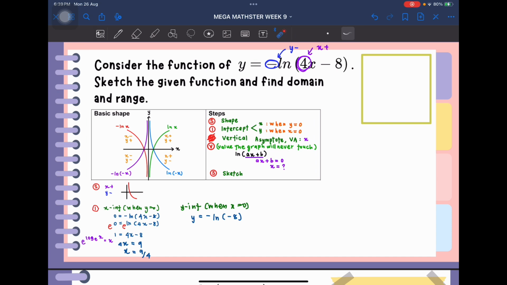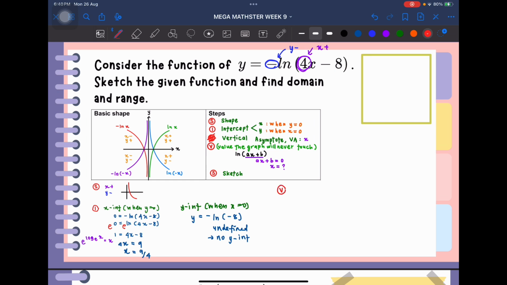So again, this one over here, you see you have a log function with negative inside over here. Okay, so log cannot be negative, so it's gonna be undefined over here. Okay, undefined, the conclusion is you will have no y-intercept lah. No y-intercept. Okay, settle. Right, and then second last step is to determine the vertical asymptote.